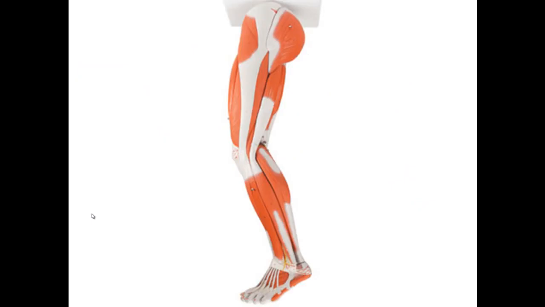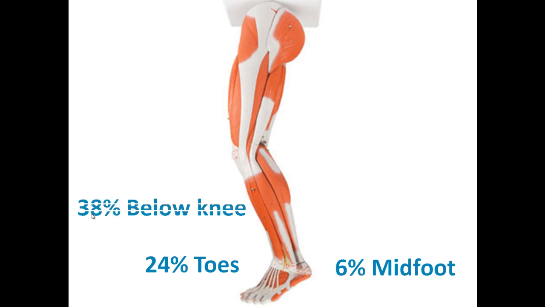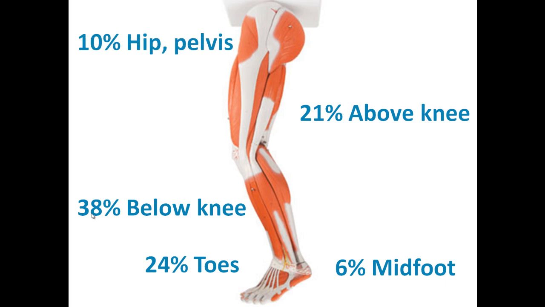Foot wounds are a major cause of hospitalisation of diabetic patients. Most diabetic patients develop foot problems after age 40, and these problems increase with age. Regarding amputations, 24% are toes, 6% midfoot, 38% below the knee, 21% above the knee. The remaining 10% include hip, pelvis, and other sites.